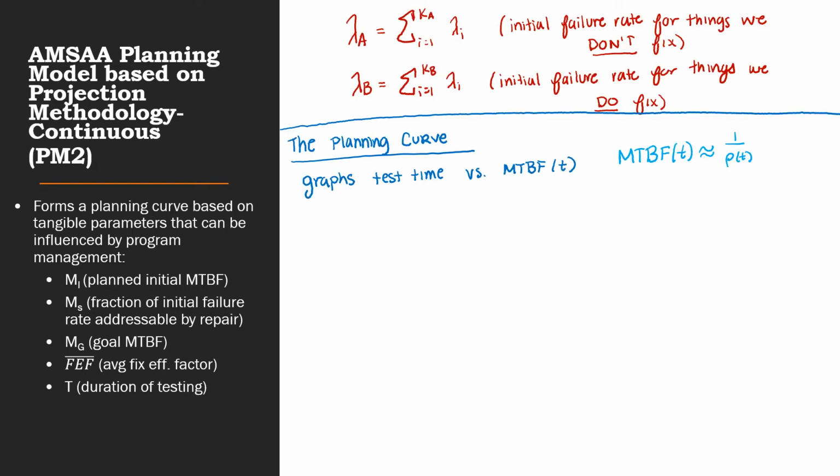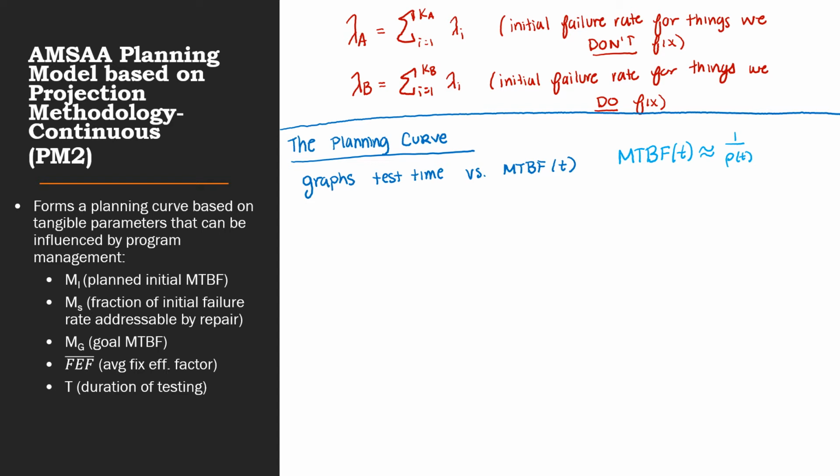Now, when we think about M sub S, the fraction of the initial failure rate that is addressable by repair, some of the failure modes will be fixed and some will not, and this may be due to time or budget constraints. We call lambda sub S the sum of the initial failure rates for the components that are not fixed, and lambda sub B is the sum of the initial failure rates for the components that will be fixed.